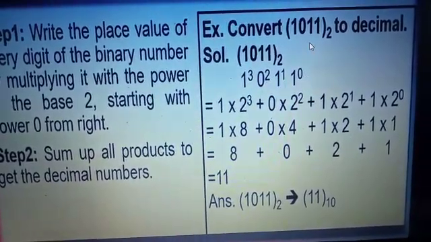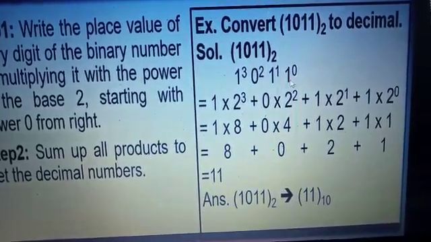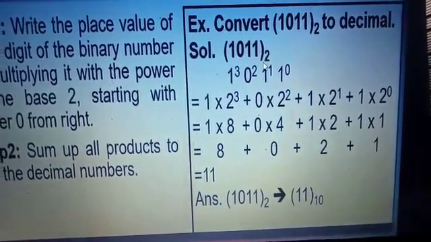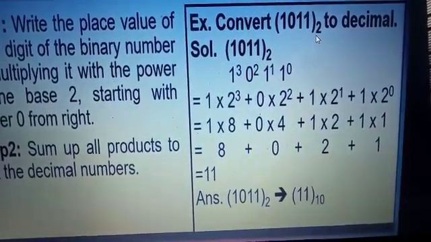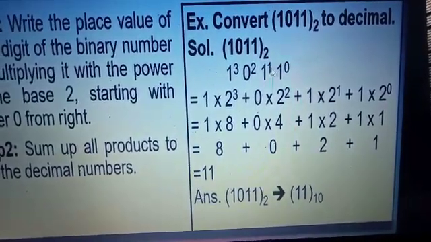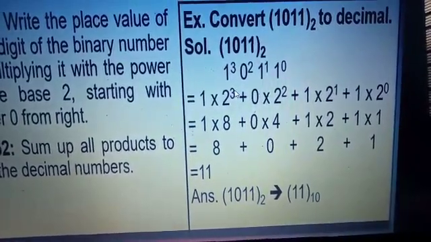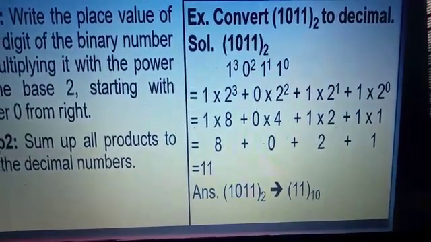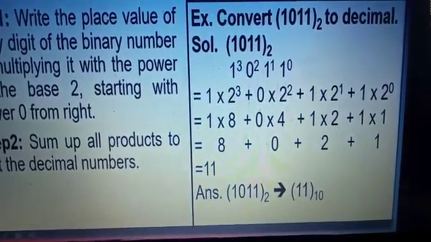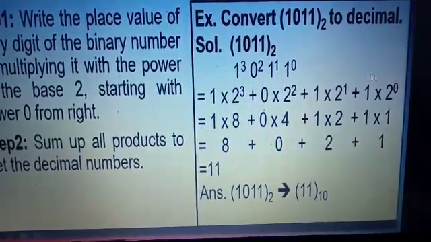Before that, you have to write what you have to convert. Then you have to write the base. The base is what? 2. And with that base you write all the numbers: 1 raised to 0, 1 raised to 1, 0 raised to 2, and 1 raised to 3. Now you have to do the multiplication. 1 into 2 raised to 3 plus 0 into 2 raised to 2 plus 1 into 2 raised to 1 plus 1 into 2 raised to the 0.